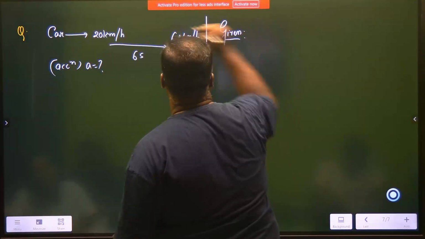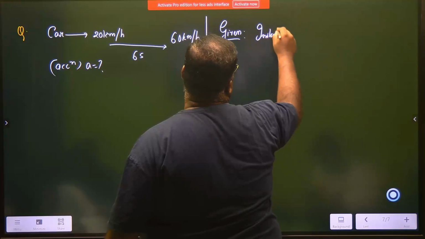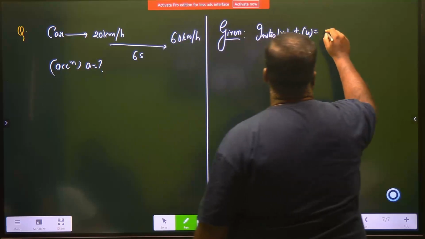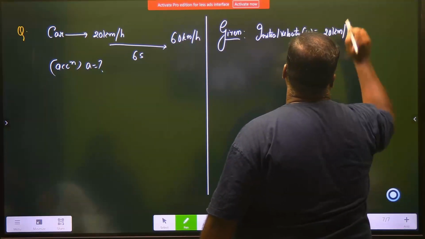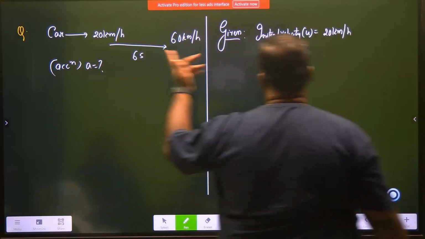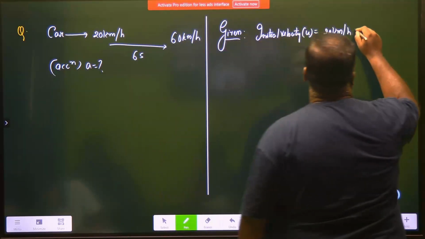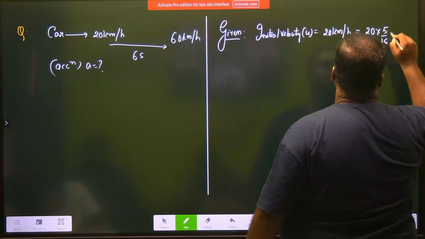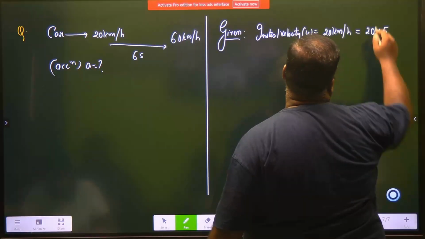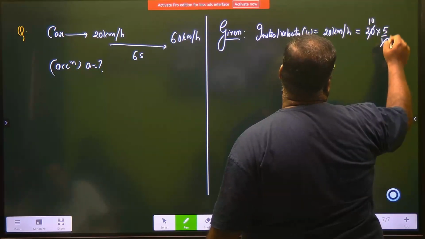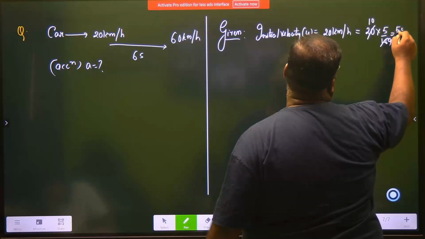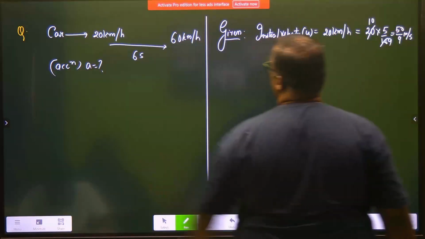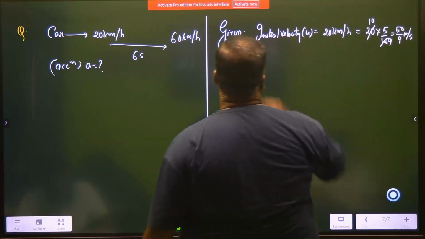Given, what is the speed? Initial velocity U is 20 kilometer per hour. Now these are in seconds acceleration, so we'll convert these. So this becomes how much? 20 into 5 by 18. So how much is it? 2 10s are 20, 2 9s are 18, and this is 50 by 9 meter per second. You can keep it in kilometer per hour also, but this is in seconds, right? So it's better to convert everything in seconds.